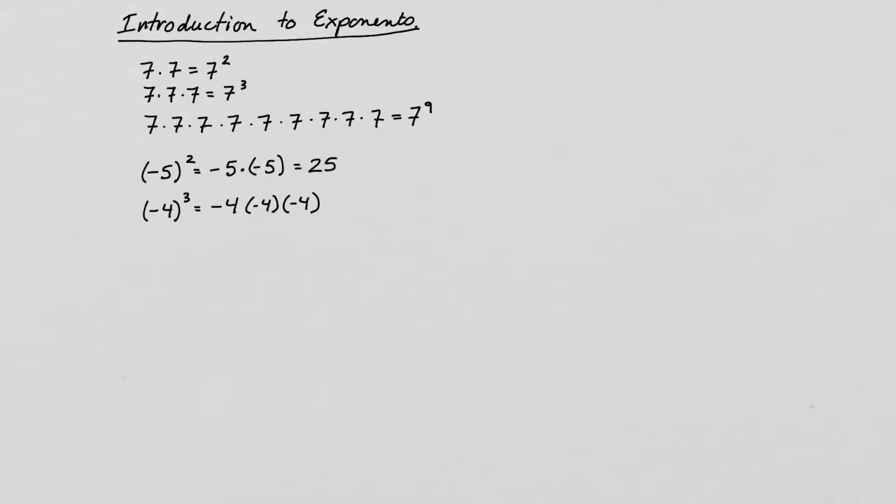And -4 times -4, these two would give me a positive 16 times a -4. So now all I have to do is multiply the positive 16 times the -4. So my final answer is going to end up being a -64. So because I do that step there in the middle.